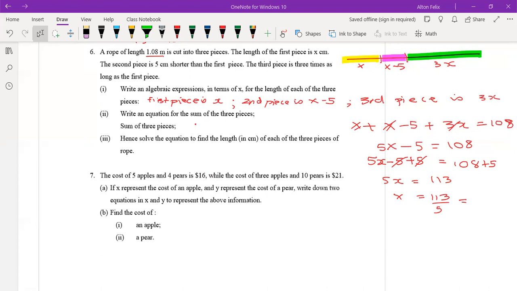So that's 22.6 centimeters. So this piece here will be 22.6 centimeters. X minus 5, so you're taking away 5 from this, will be 17.6 centimeters. And this last piece will be 3 times x. Let's work that on the calculator. 3 multiplied by 22.6. Right, 67.8.